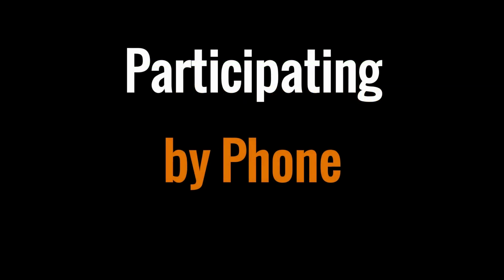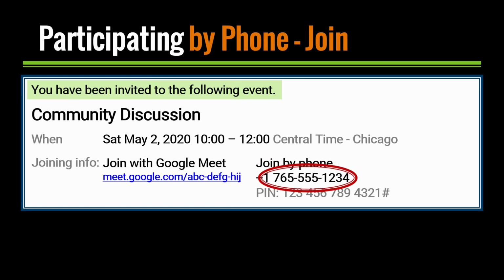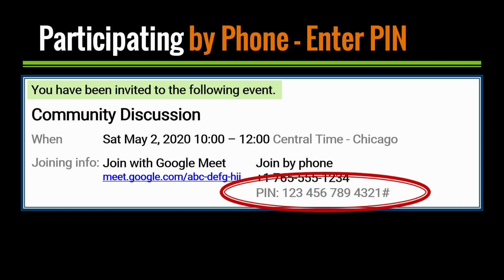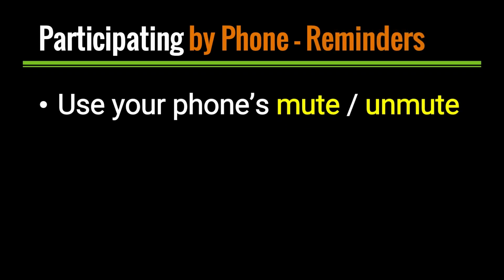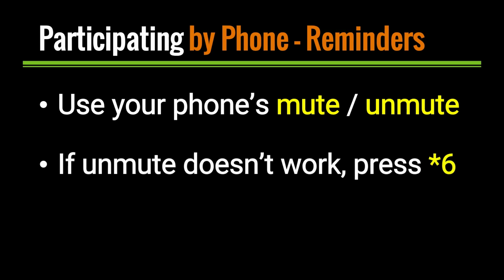Next, let's talk about participating by phone. First, call the phone number. Then, when prompted, enter the PIN number and press the pound key. Remember to use your phone's mute button when you're not speaking and unmute when you're ready to speak. If your phone's unmute button doesn't seem to be working, try pressing *6.